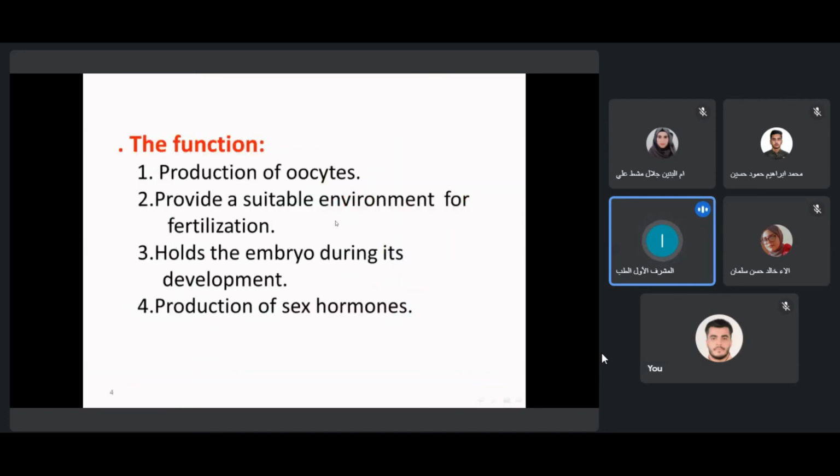The function of the female reproductive system mainly is the production of oocytes. When the oocyte is fertilized with the sperm, it will form the embryo, and then the embryo is implanted into the uterus, which provides a suitable environment for the growth and development of the embryo. Also, the production of steroidal sex hormones, estrogen and progesterone, which are important for the reproductive function.